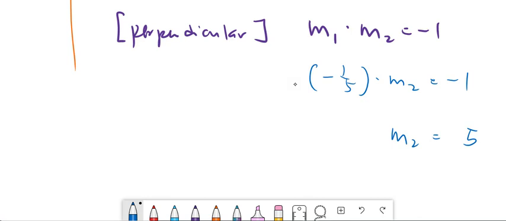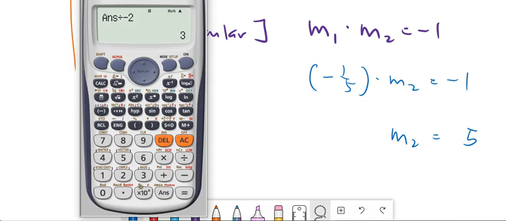Because you need to divide, right? You need to divide negative 1 by negative 1 over 5. So you got 5.